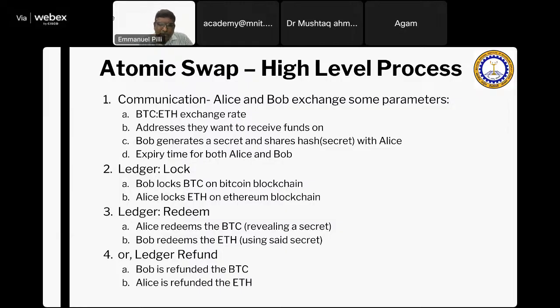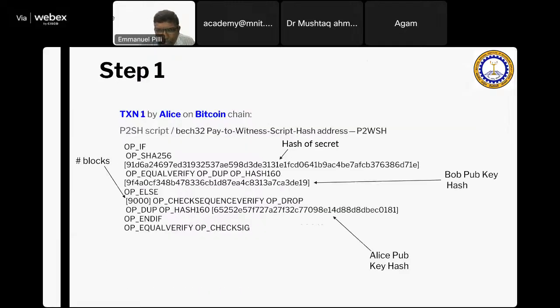So there is a lock. Bob locks Bitcoin on the Bitcoin blockchain. Alice locks Ethereum on the Ethereum blockchain. Then the redeem: Alice redeems the Bitcoin, revealing a secret. Bob redeems the Ethereum using the said secret. So both get their money. Otherwise, it's a refund. Bob is refunded on Bitcoin and Alice is refunded on Ethereum. So that's how simple the atomic swap is in running.